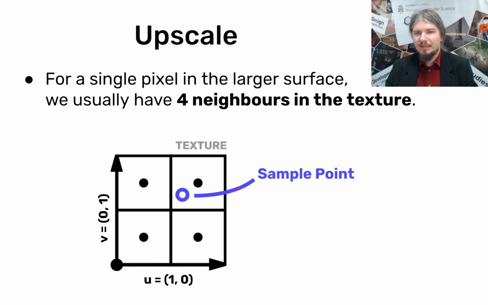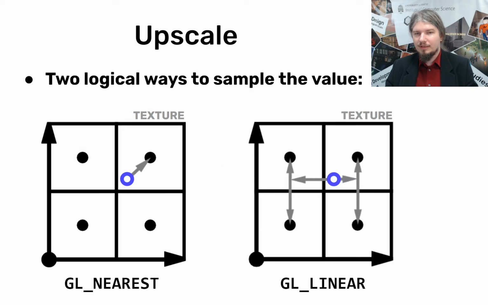Now for a single pixel in the larger surface, we usually have 4 neighbors in the texture. So if we want to sample a value here, we often have 4 neighbors that we can use to interpolate what this value should be. Well, the exceptions are if we want to sample, let's say from here, then we only have one closest value to sample from.